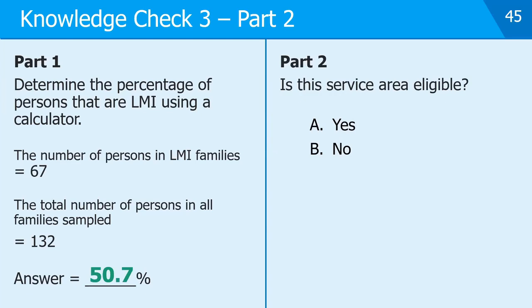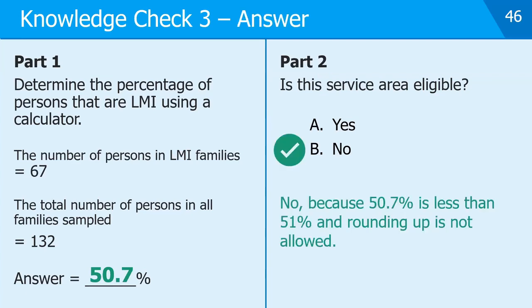The answer to that is 50.7% of the folks are LMI. So your question is, is this service area eligible? Okay, so the answer is no. Why is it no? Because 50.7% is less than 51%, and rounding up is not allowed. Yes, most of us would round this up to 51%, but the HUD rules do not allow that. So it has to be 51% or higher.